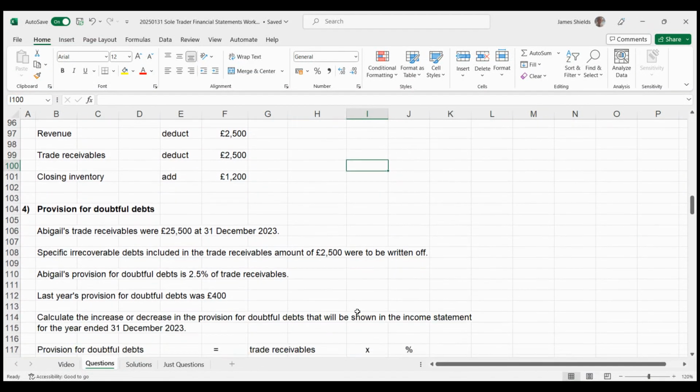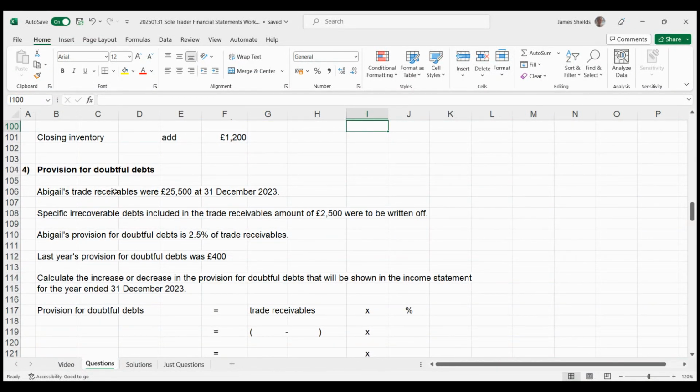Now, the final one, provision for doubtful debts. Abigail's trade receivables, that's the amount due from credit customers, were £25,500 at the 31st December 2023. Specific irrecoverable debts included in the trade receivables amount of £2,500 were to be written off. So included in there, there's £2,500 that are going to be written off. They are specific irrecoverable debts, so we know what organisations or companies they relate to. After that, Abigail's provision for doubtful debts is 2.5% of the trade receivables. Last year's provision for doubtful debts was £400. So we've got to calculate the increase or decrease in the provision for doubtful debts that will be shown in the income statement for the year ended the 31st December 2023.